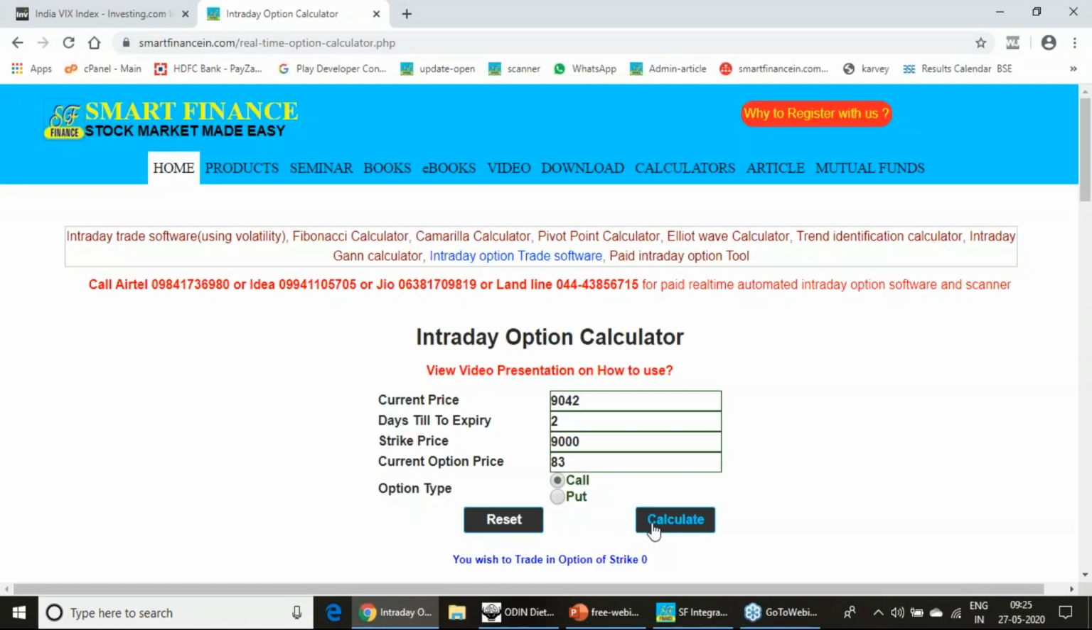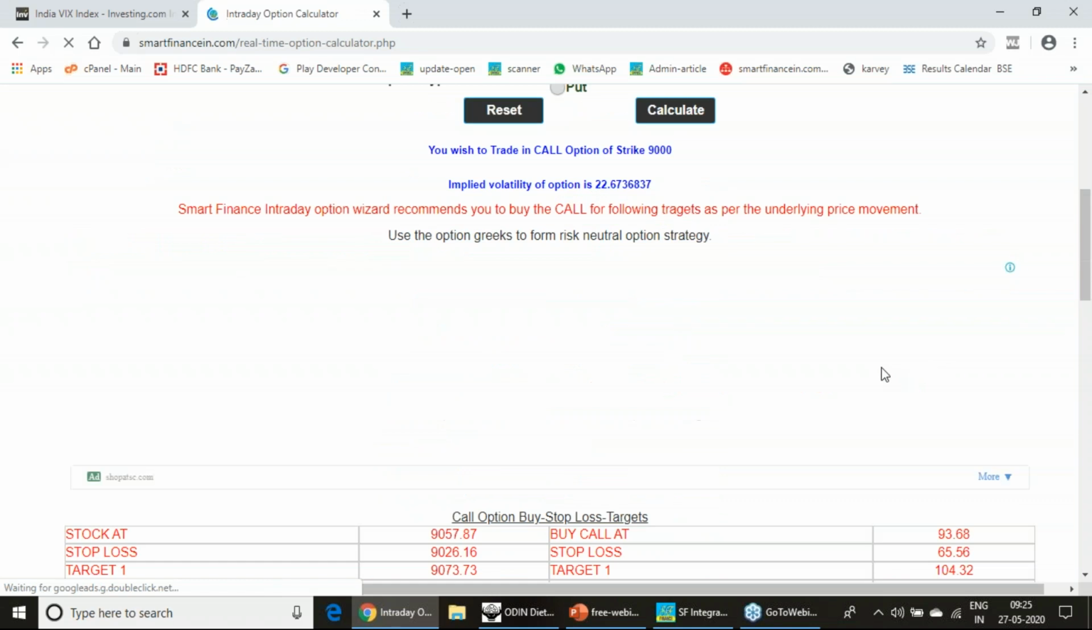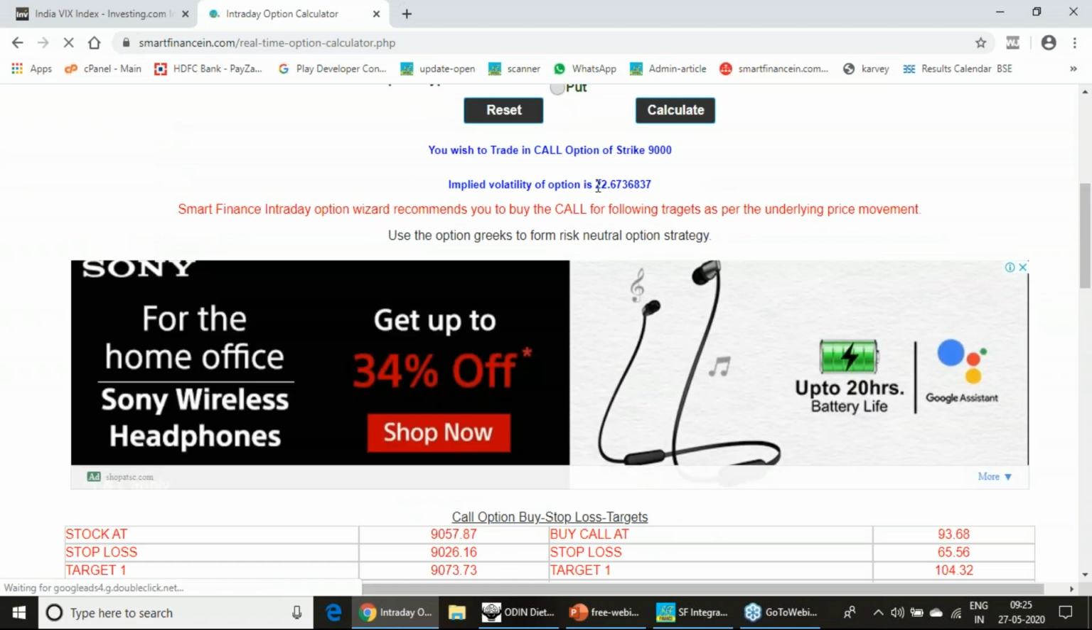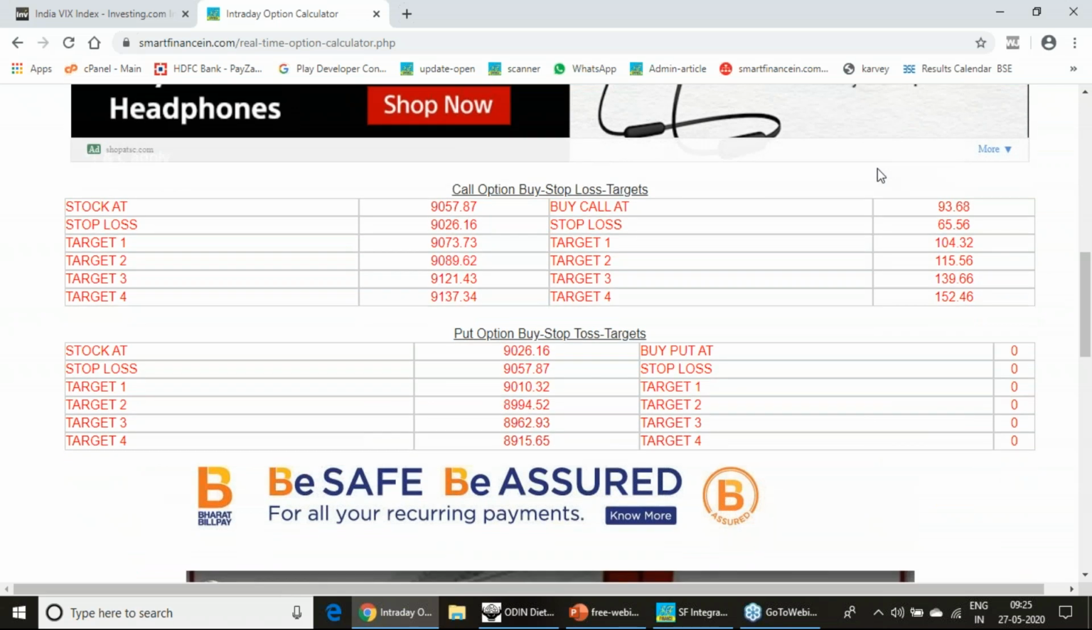So let me analyze it. Once I analyze, it tells me that my implied volatility is currently at 23%, and it is suggesting I buy the call option at 94 rupees. Currently, I am at 83.